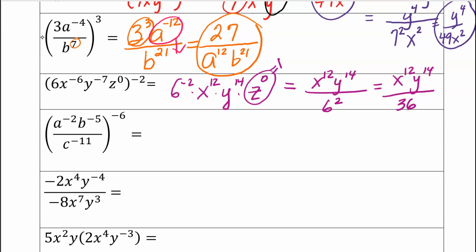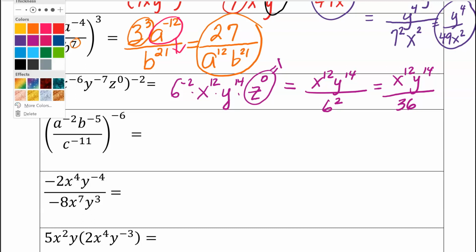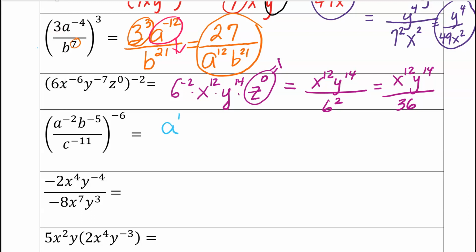Next, let's take everything on the inside of this parenthesis to the -6 power. So that would be a to the what? A to the 12th, b to the 30th, over c to the 66. Now, actually, we can't do anything else. These are not the same bases, so we can't subtract the exponents or add the exponents. Moving on to the next one.